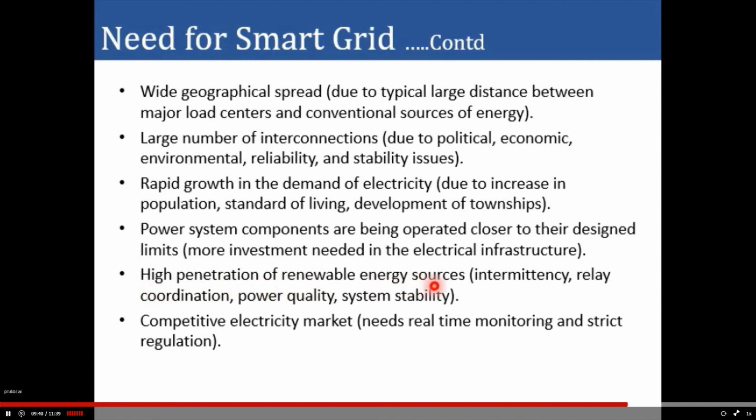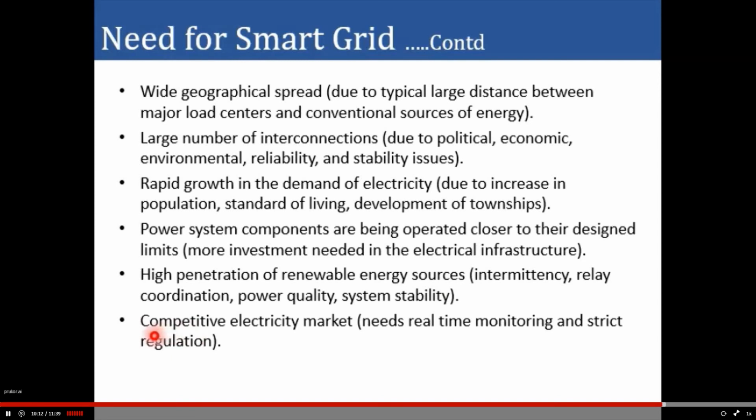High penetration of renewable energy sources is causing intermittency, then again relay coordination issues because bidirectional power flow is happening now. It will also create power quality issues. It will also create system stability related challenges. So to address all those things, we need to have smart grid resources deployed so that we can have better utilization of renewable energy sources.